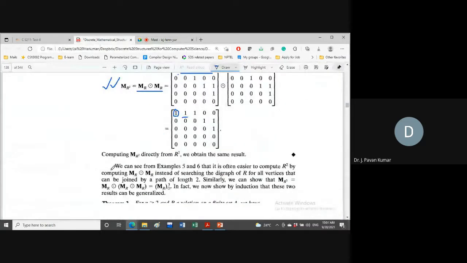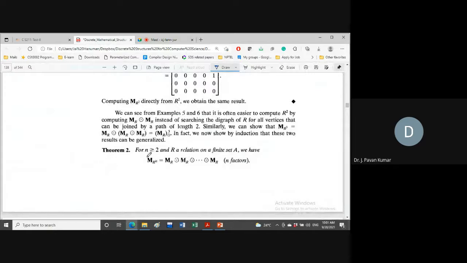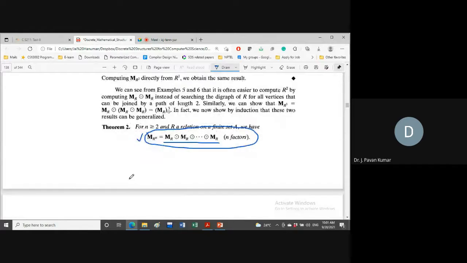Next, similar to that, we have the theorem for MRN. If you want to get it, then we can perform the dot product of MR for n minus 1 times. Then we will be able to obtain MRN. Okay, this is the conclusion.